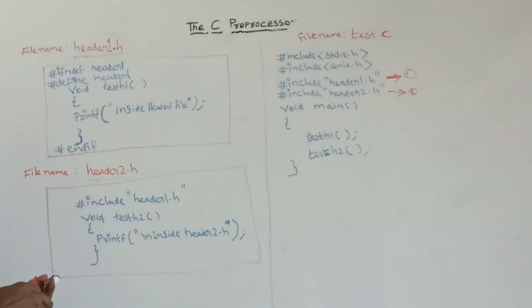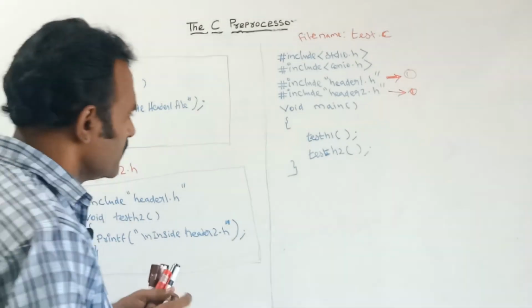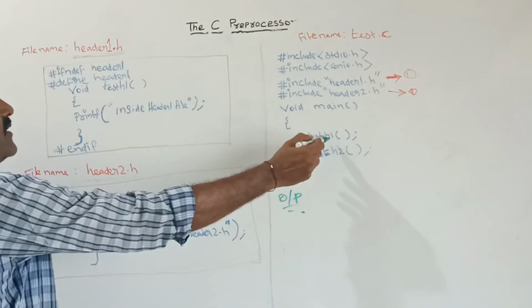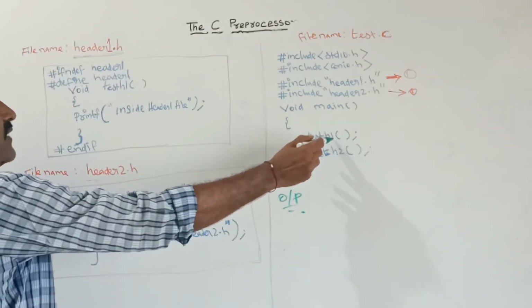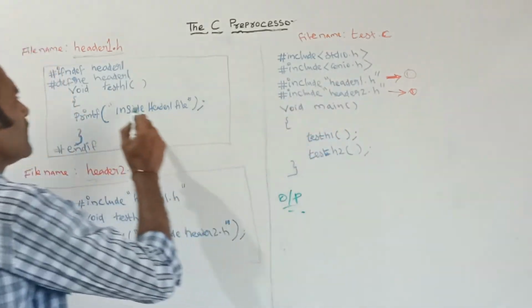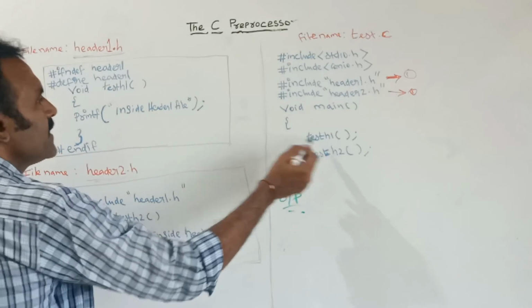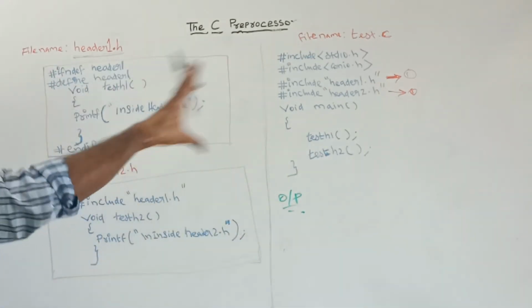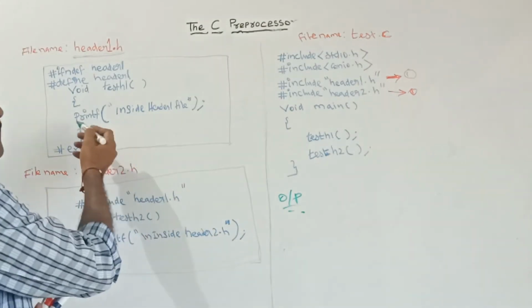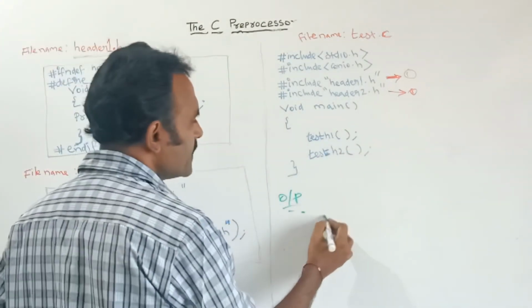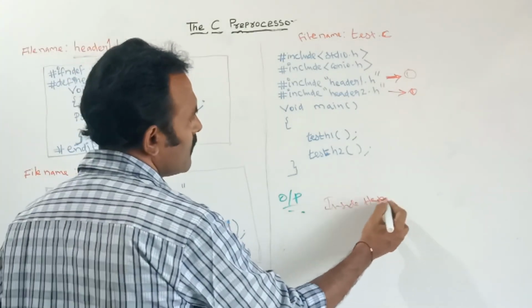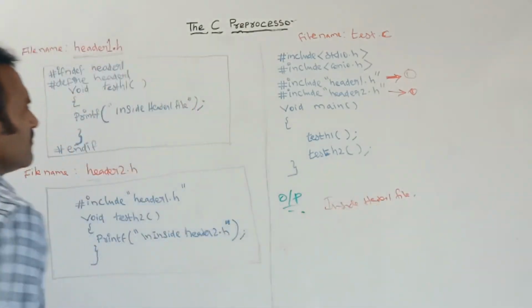Next, let us see the output. Here this is the output. Here I am calling the function test h1. Where is test h1? That function is under the header file header1.h. So inside this function, whatever statements are there will be executed. Here I have simply a single statement, to print inside header1 file. This statement will be executed.